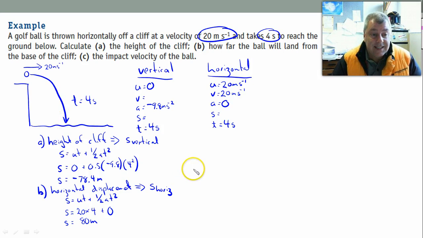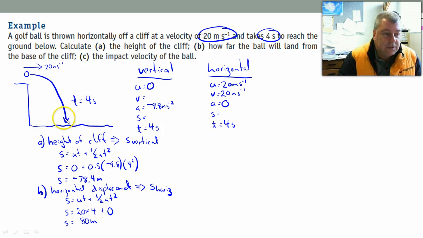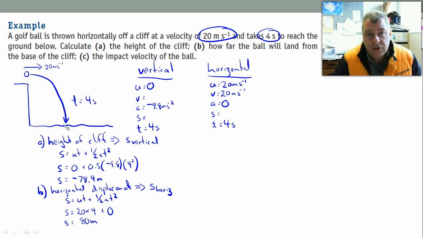Now lastly, C, which is the trickiest part, is the impact velocity. That's wanting the actual velocity, which will be a combination of the horizontal and the vertical velocities. So let's give ourselves a little bit of room here. So C is the impact velocity.